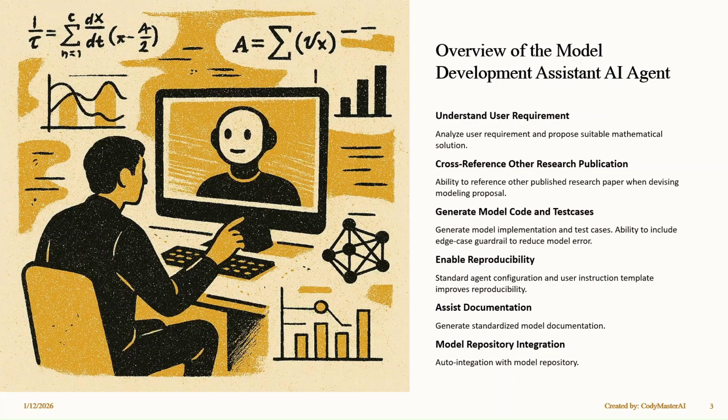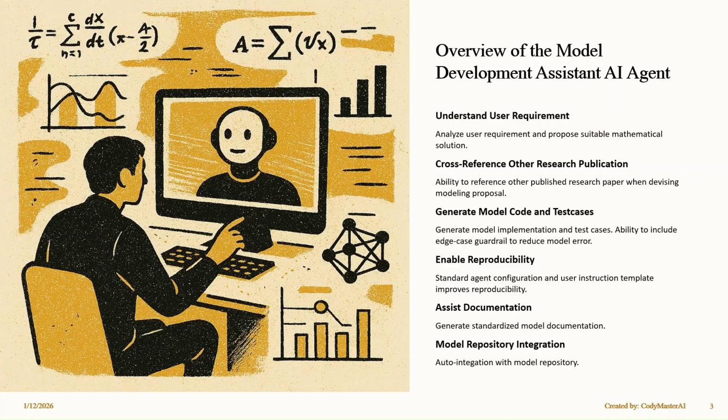Based on Gemini's internal training knowledge or the reference model paper, the agent proposes a mathematical solution to the user for review. Once the user confirms the approach, the agent implements model code and test cases. The agent runs through all the test cases and records results. And finally, the agent will produce a standardized model document, capturing user requirement, methodology approach, model assumptions and limitations, input data used, test cases, and testing results.